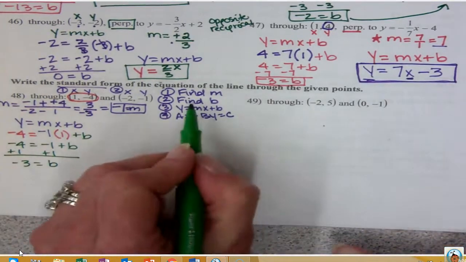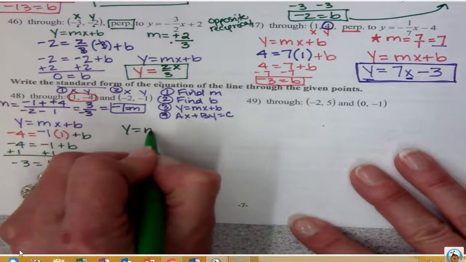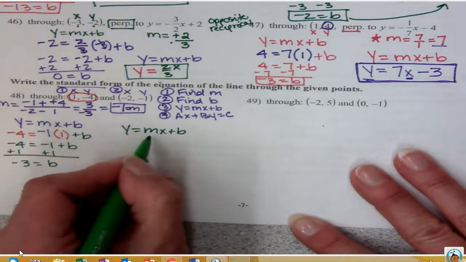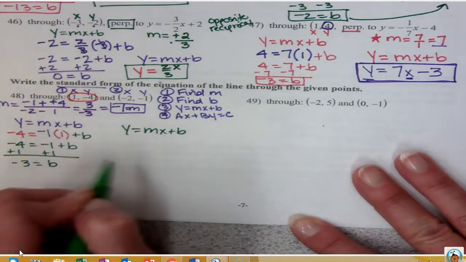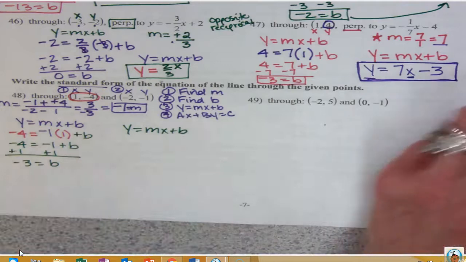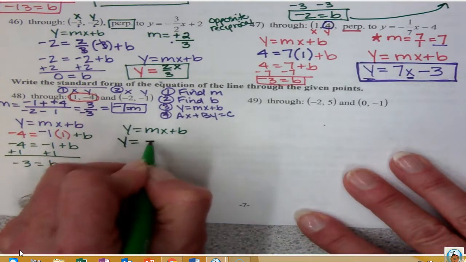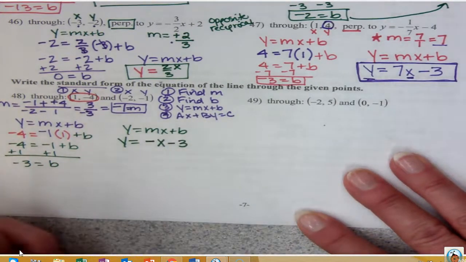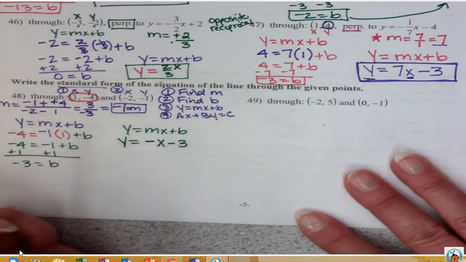So I've found my b. Now I need to plug it into y equals mx plus b form. So I keep my y and my x. I'm just plugging in my slope and my y-intercept. So my equation becomes y equals negative 1x minus 3. But I'm not done because I need to put it in standard form.